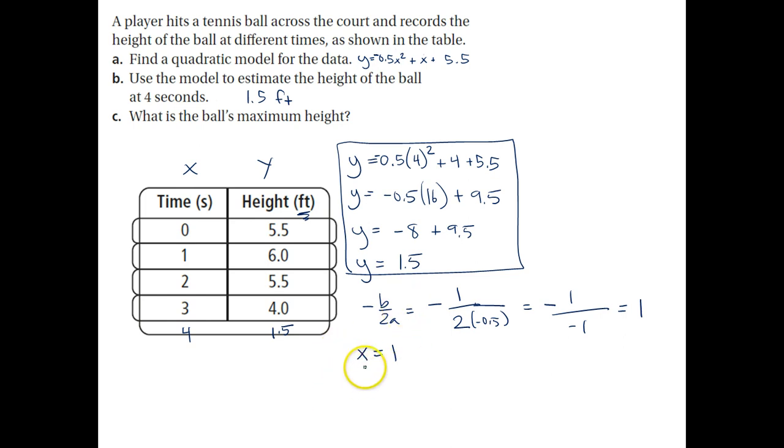And then I just need to plug a 1 in for x to find what the height is, but oh look, I don't even have to because there it is. When I plug in a 1, I get 6 feet. So the ball's maximum height is 6 feet.